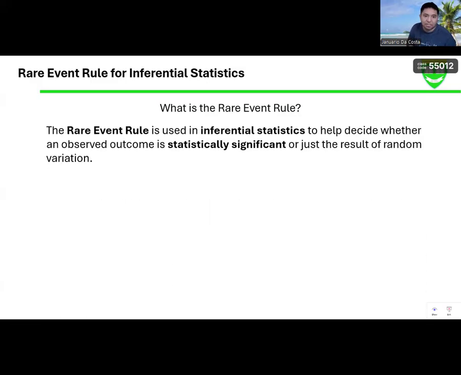The rare event rule is used in inferential statistics. There is descriptive and inferential statistics. Inferential statistics is used to infer, okay? It helps decide whether an observed outcome is statistically significant or just the result of a random variation, okay?